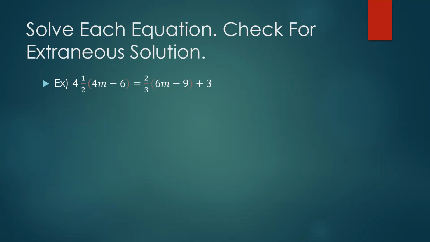So example 4, we have 1/2 parentheses. I don't know if you can see it. This should be in parentheses. 1/2 parentheses 4m minus 6 equals 2/3 parentheses 6m minus 9 plus 3. Okay, so the first step is to get rid of the fractions by multiplying all three sides by the LCD.